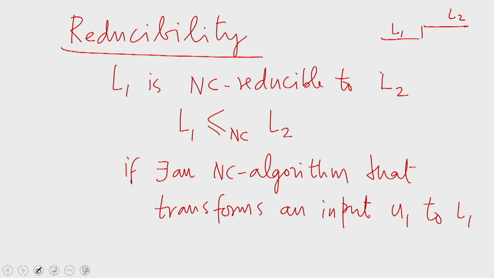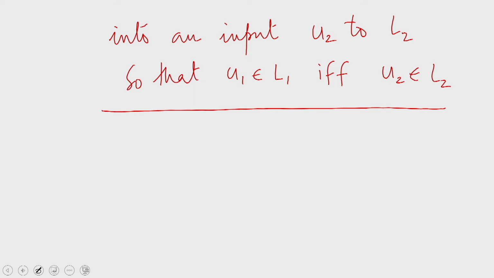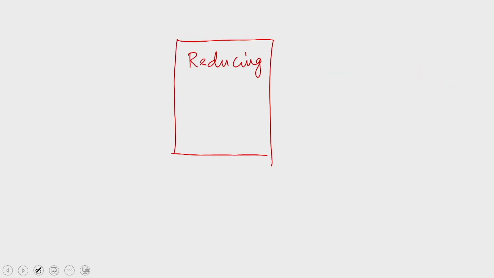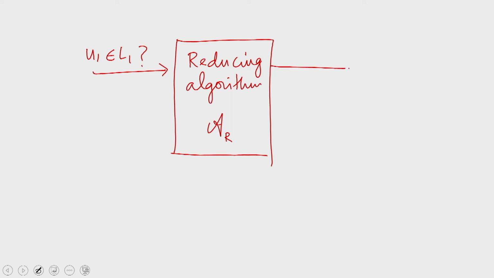So, there must exist an NC algorithm, which is the reducer. So, this is a reducing algorithm. Let me denote that by AR. This is a reducing algorithm which takes an input U1, an input for L1, that is, we want to decide whether U1 belongs to L1 or not. Then what it produces is U2, which is an input to L2, and this translation of U1 into U2 will take polylogarithmic time using a polynomial number of processors. And what we know is that U1 belongs to L1 if and only if U2 belongs to L2.